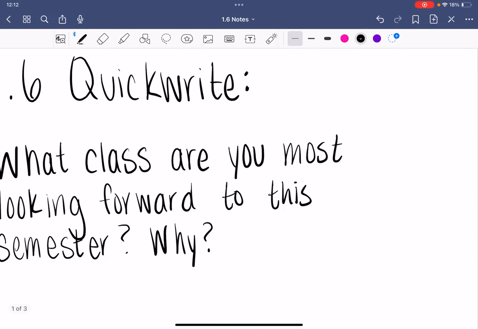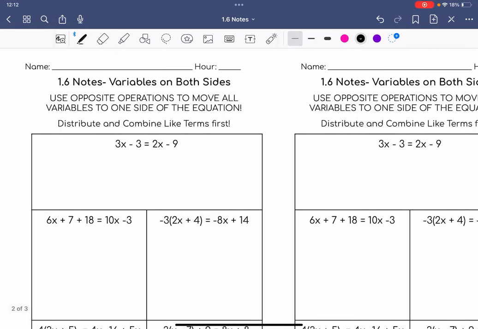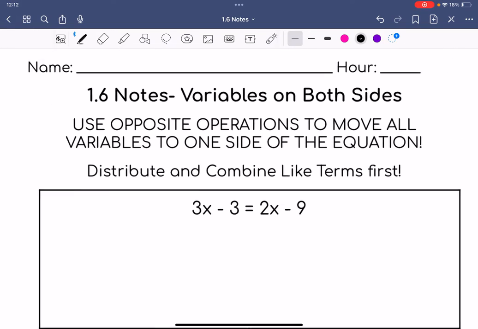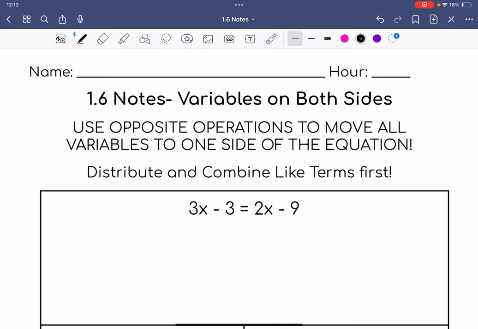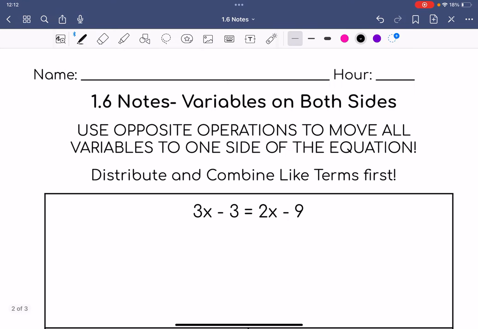Okay. And now that you have finished your quick write and unpaused the video, we are going to move on to 1.6 notes. Make sure everybody's got a note sheet. So if you need a pause to get those passed out, please do. And here are your 1.6 notes. Go ahead and throw your name on here. These should get glued in after you are done taking notes, but just in case, throw your name on here.